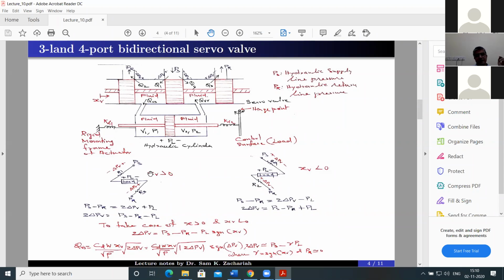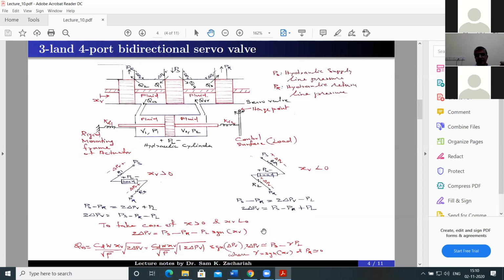For xv greater than 0, the other port openings, that is R4 and R2, are infinity because they are totally closed. So we have to consider only this path. When xv is less than 0, R1 and R3 are going to infinity. So we will consider only the other path. Separately, we are able to write the flow pressure equations. Finally, 2 delta PV is equal to PS minus PR minus PL here, whereas here, 2 delta PV is equal to PS minus PR plus PL.